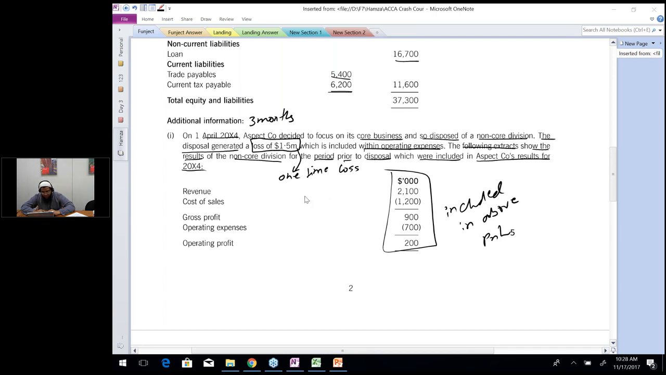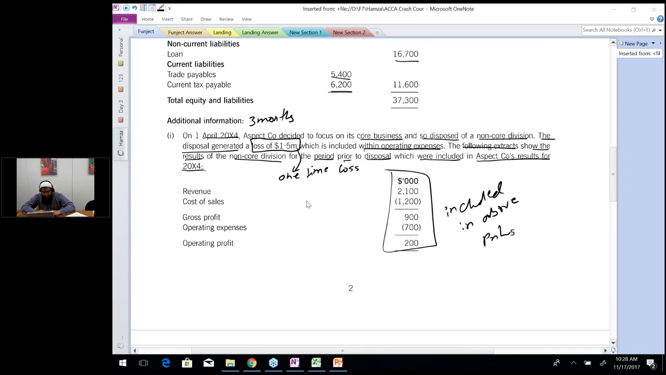Hamza is saying, if in the question we had been given the amount for the whole year, do we have to apportion it? No, Hamza, because the question has already given us the revenue of 3 months, the cost of sales of 3 months. So when all of the values already relate to 3 months, we do not need to time apportion them. If the question had given the values of the entire year, then we would have time apportioned them. Simran, this 2,100 is actually a 3 months figure, not a full year.